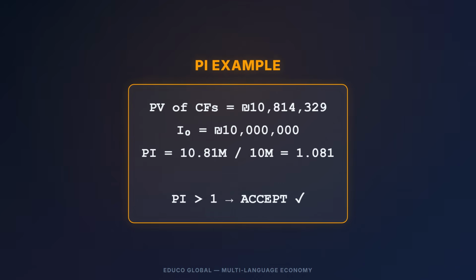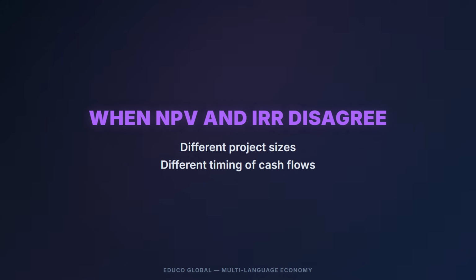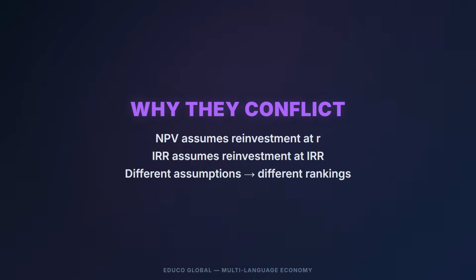NPV and IRR can disagree when comparing projects of different sizes or when cash flows have different timing patterns. This is the most important concept in capital budgeting. The conflict happens because NPV assumes cash flows are reinvested at the discount rate, while IRR assumes reinvestment at the IRR itself. These different assumptions can lead to different project rankings.